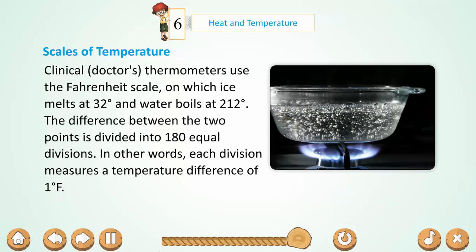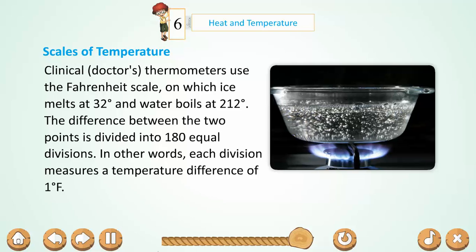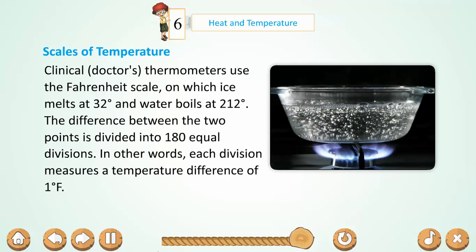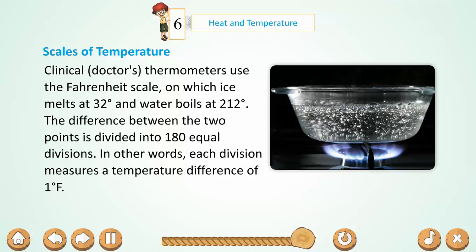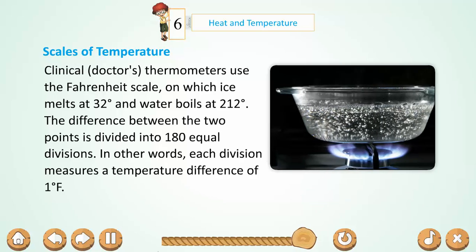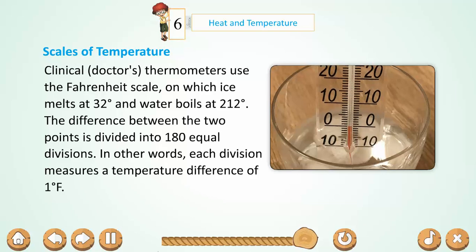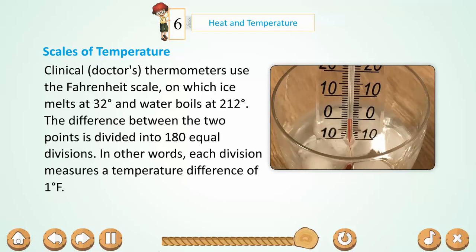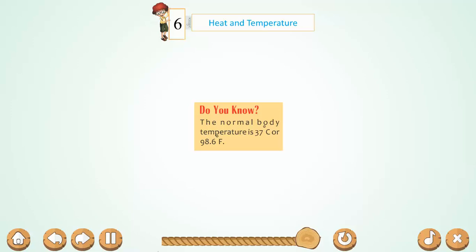Clinical doctor thermometers use the Fahrenheit scale, on which ice melts at 32 degrees and water boils at 212 degrees. The difference between the two points is divided into 180 equal divisions. In other words, each division measures a temperature difference of 1 degree Fahrenheit. Do you know the normal body temperature is 37 degrees Celsius or 98.6 degrees Fahrenheit?